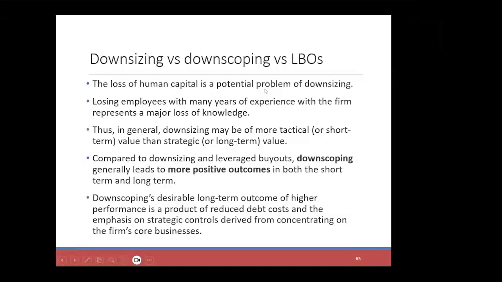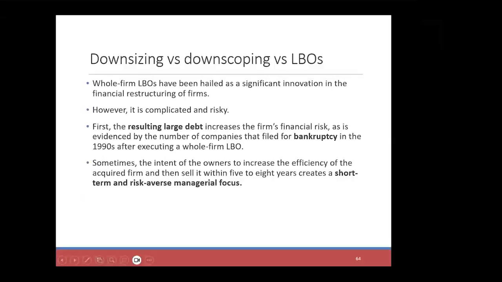So loss of human capital is a potential problem of downsizing. In general, downsizing may be good in the short term. We remember the tactical versus strategic terms from previous chapters, right? Tactical action and strategic action. So it may be good for short term value, but not for long term value. Downscoping has more positive outcomes in both short term and long term.